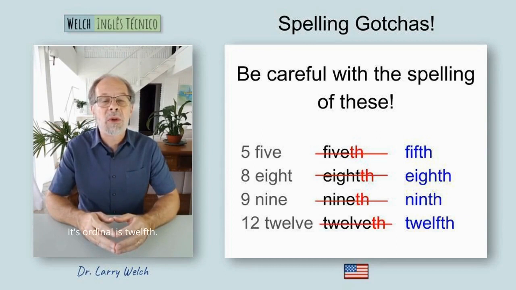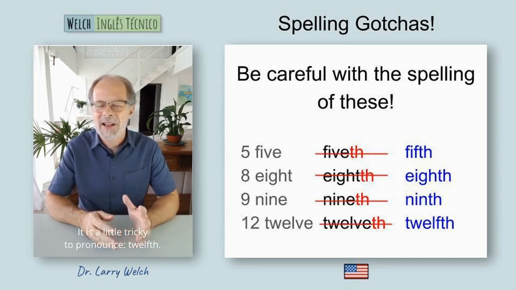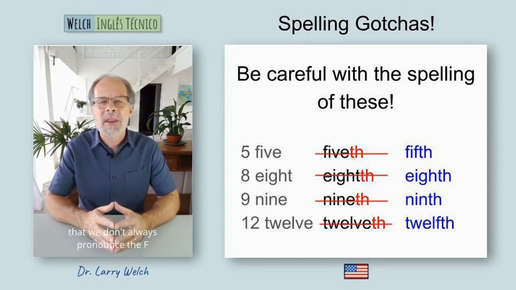And finally, 12. Its ordinal is 12th. And so the VE from 12 changes to an F, like in 5. And so we have TWELFTH, twelfth. It is a little tricky to pronounce, twelfth. You'll see later that we don't always pronounce the F when we say it quickly.